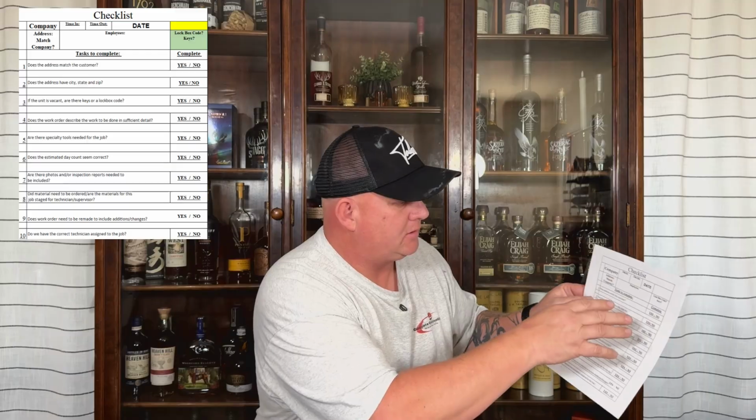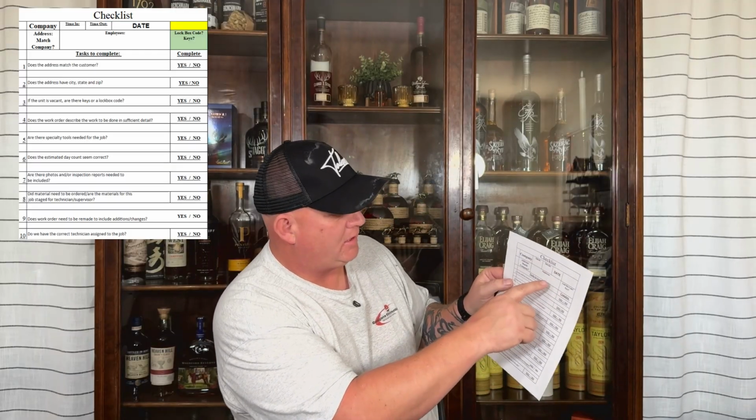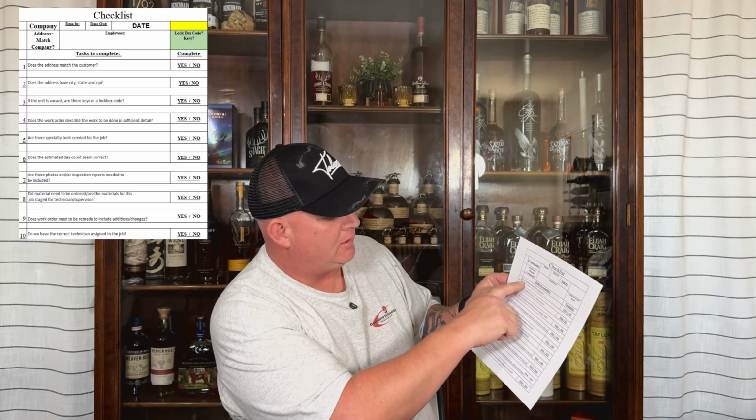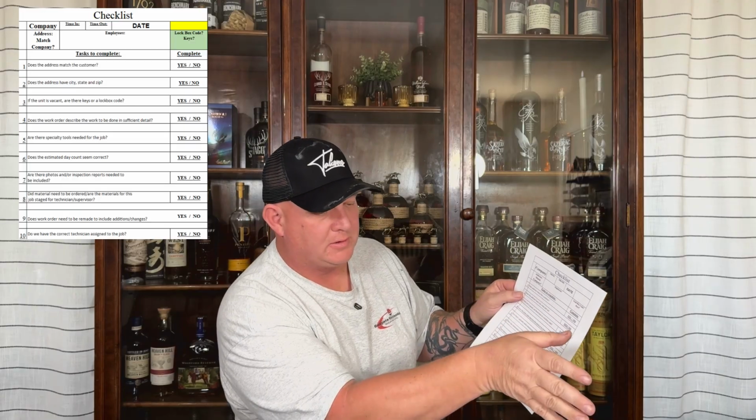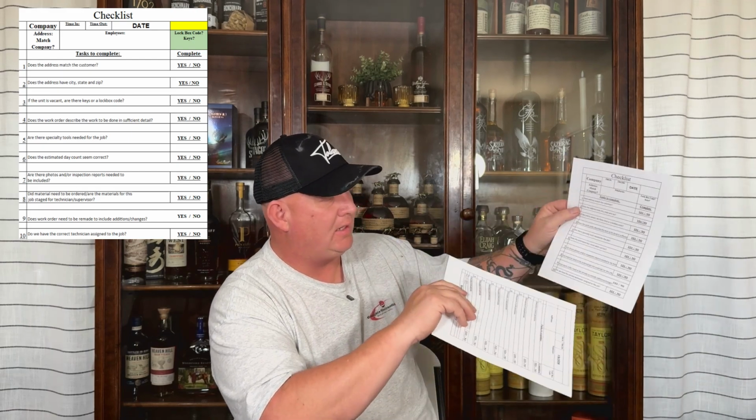And for that reason, we created a checklist that we're hoping is going to help with all of those things moving forward. It's just a work order that says checklist, but on here it says, does the address match the customer? Basically, once you make this, you're going to check all these 10 items and then you know your work order is good to go.